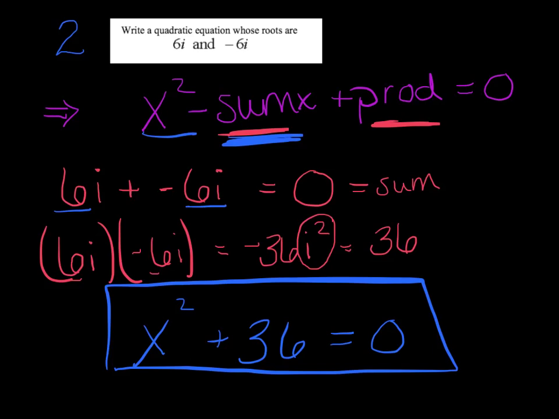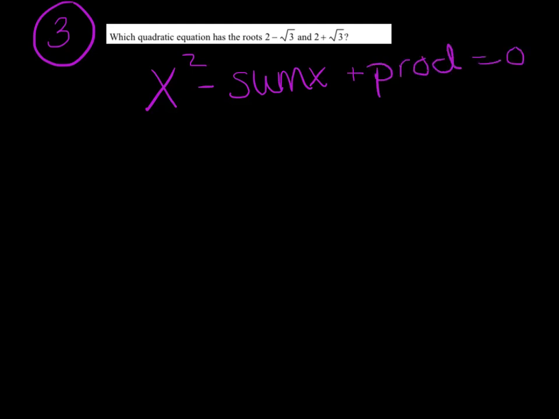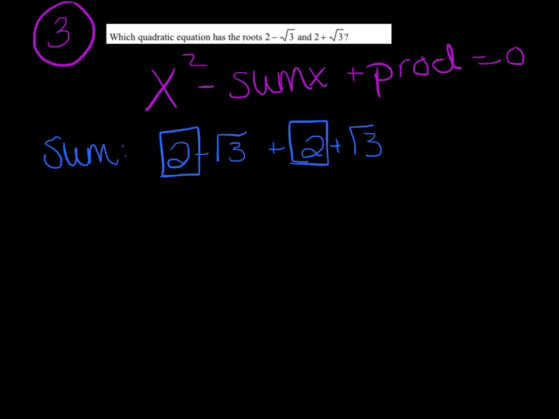Let's try another one of those. Number 3. Which quadratic equation has roots 2 minus 3i and 2 plus 3i? Alright, so again, I'm going to write the equation. So I'm saying x squared minus the sum x plus the product equals 0. So the two things I have to find are the sum and the product. So sum literally means add. So I've got 2 minus radical 3, and I'm going to add to that 2 plus radical 3. The common terms are 2 and 2, which make 4. And a negative radical 3 and a positive radical 3 are a wash, they make nothing.